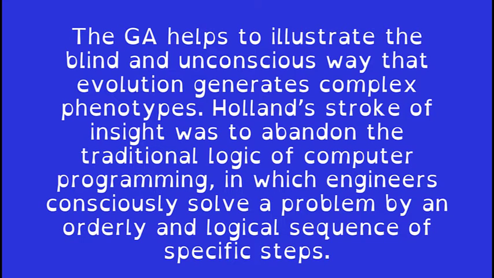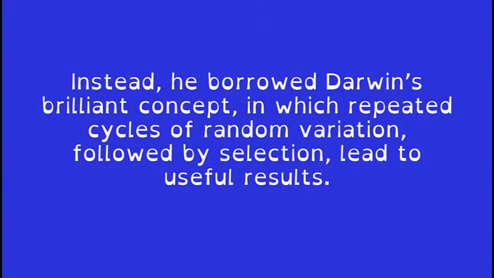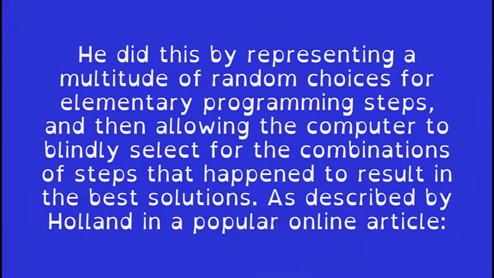Holland's stroke of insight was to abandon the traditional logic of computer programming, in which engineers consciously solve a problem by an orderly and logical sequence of specific steps. Instead, he borrowed Darwin's brilliant concept, in which repeated cycles of random variation, followed by selection, lead to useful results. He did this by representing a multitude of random choices for elementary programming steps, and then allowing the computer to blindly select for the combinations of steps that happened to result in the best solutions.